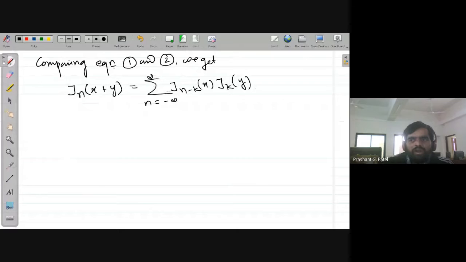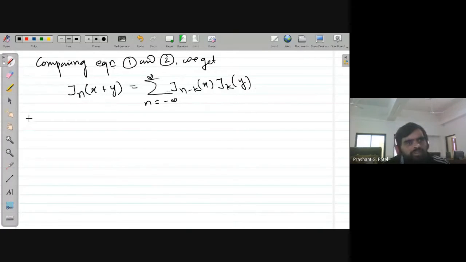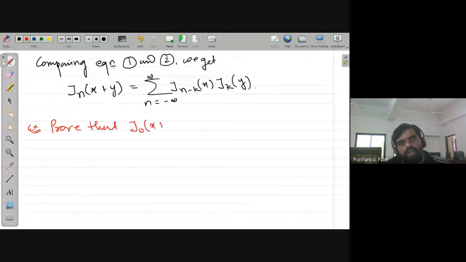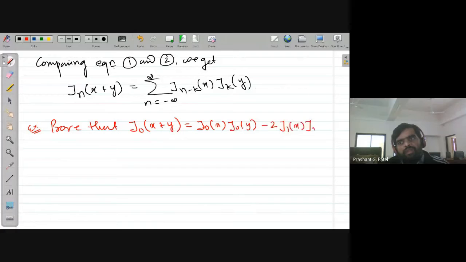Now, based on this formula, we have some examples, so let us discuss them here. Prove that J0 at x plus y is equal to J0 of x J0 of y minus 2 times J1 of x J1 of y plus 2 times J2 of x J2 of y, and so on.